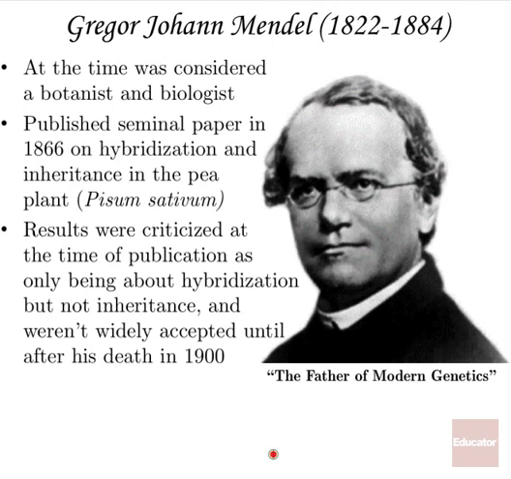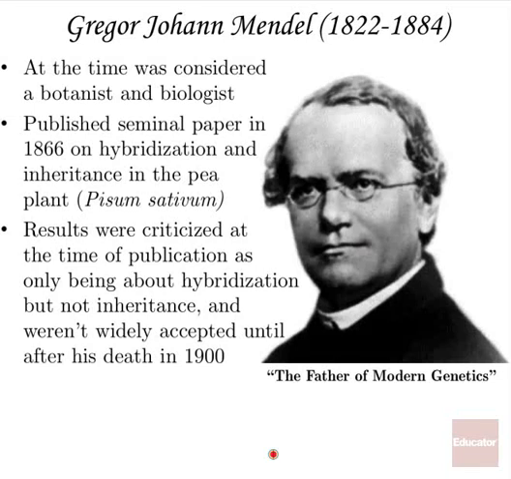Now, Gregor Mendel lived in the 19th century, and at the time he was considered a biologist and a botanist, right? He did most of his work on plants. He published his seminal paper in 1866 on hybridization and inheritance of the pea plant. Now, unfortunately for Mendel, his results were criticized at the time of publication as only being about hybridization and not being about inheritance. And unfortunately for him, he wasn't given the respect that he deserved in his time because his results weren't widely accepted until after he passed away. And that happened in about 1900 is when his work was picked back up by other scientists.